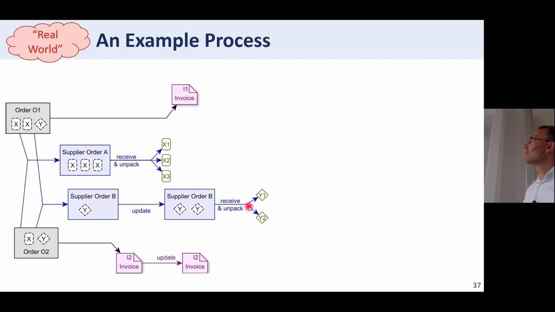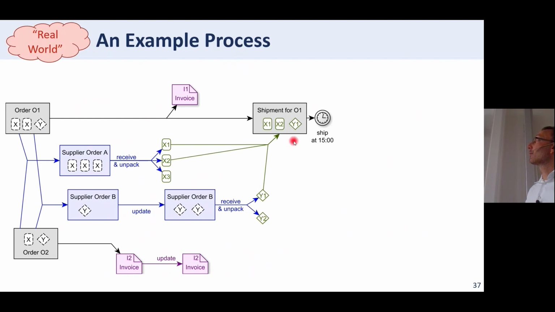And only after I've received at least 1y and 2x can I start shipping order 1, because only then I have x1, x2, and y1. So I'm putting all these items in there, and then I'm shipping them at say 3 o'clock.